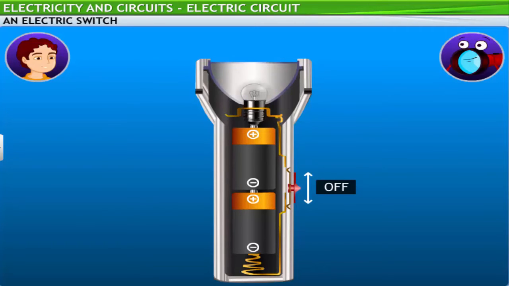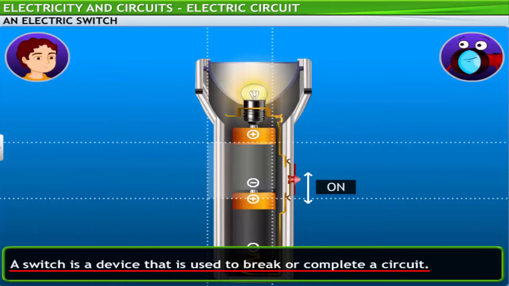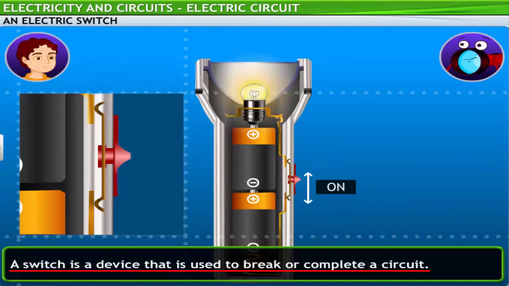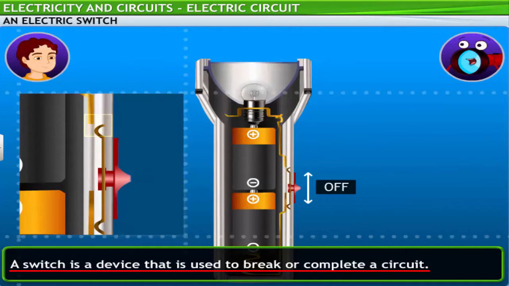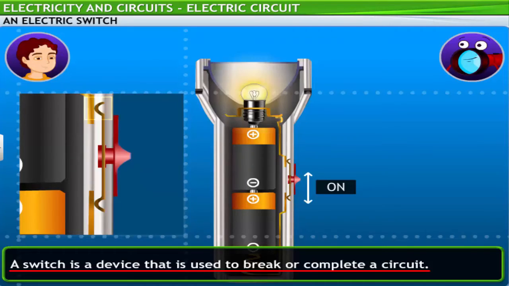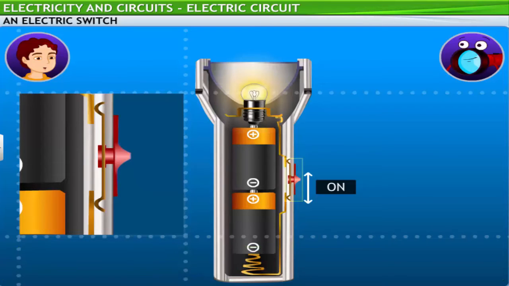How does a switch do that? A switch is a device that is used to stop the flow of electricity by breaking the circuit. A switch enables you to break or complete a circuit on the click of a button. How can I create a switch for my torch?